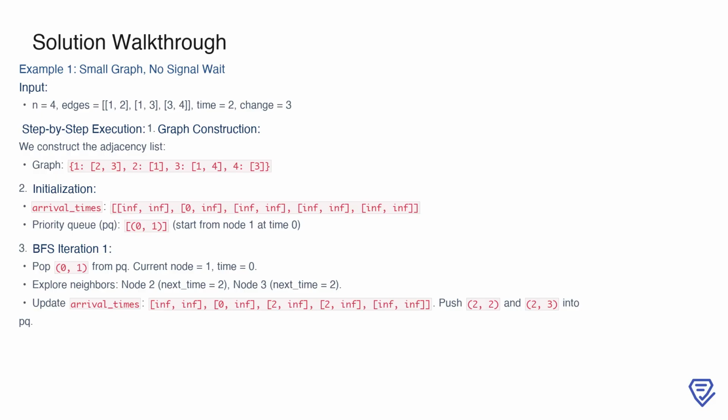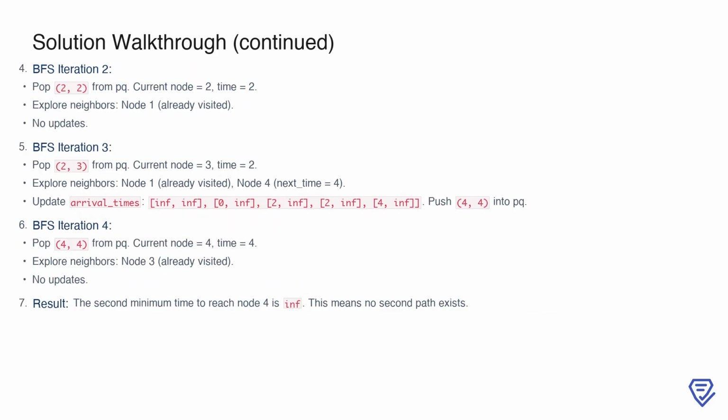Now, we begin the BFS iteration. In the first iteration, we pop (0, 1) from the queue, meaning we are at node 1 at time 0. From here, we explore neighbors, node 2 and node 3, each of which can be reached in 2 units of time. This updates their respective arrival_times to [2, INF] for both nodes, and we push these states, (2, 2) and (2, 3), into the queue for further exploration.